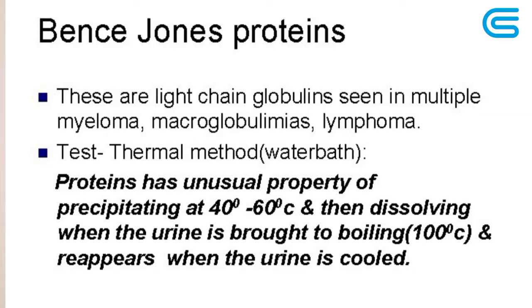So it means that Bence Jones proteins are very specific. Why? Because they precipitate between 40 to 60 degrees Celsius. When you increase the temperature past 60 degrees Celsius, they will dissolve. Again, when you reduce the temperature to 60 degrees Celsius, they will precipitate. But when you keep reducing the temperature to below 40 degrees Celsius, they will dissolve.